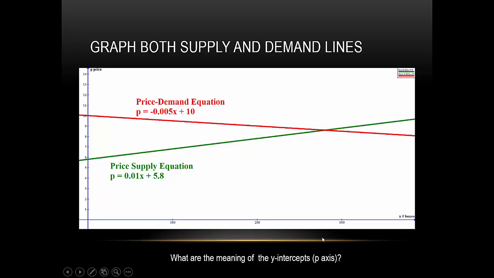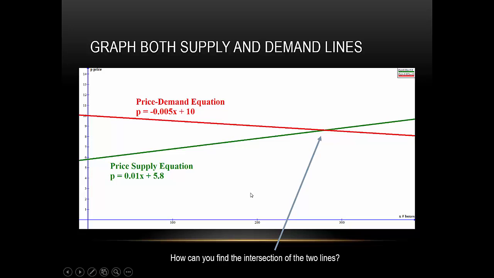What is the meaning of the y-intercepts? In other words, over here, well, read your axis. Remember, number of boxes is x. So this says when I don't sell any boxes, guess what? That matches your fixed cost. 5.8 and then 10. So that's my fixed cost. No matter what, those are fixed costs.